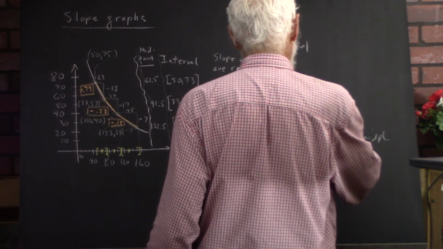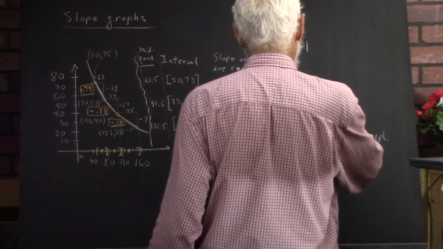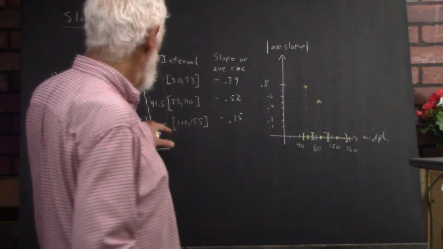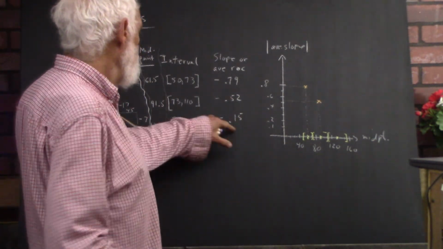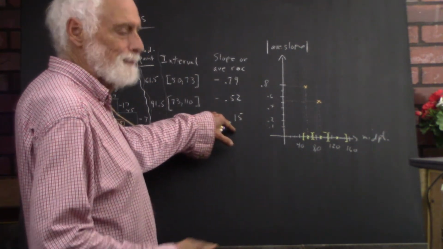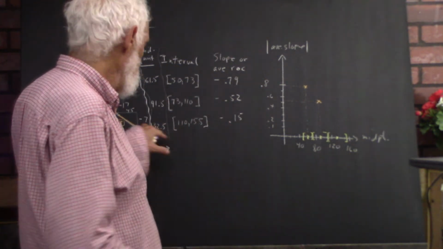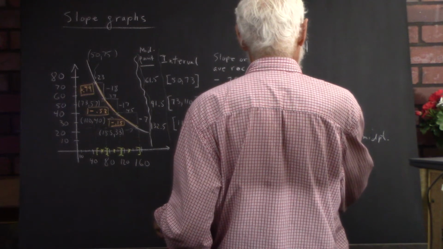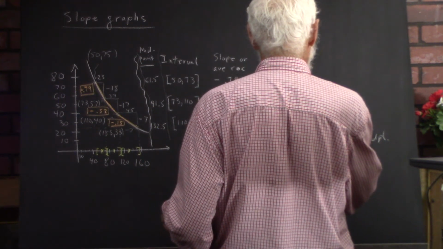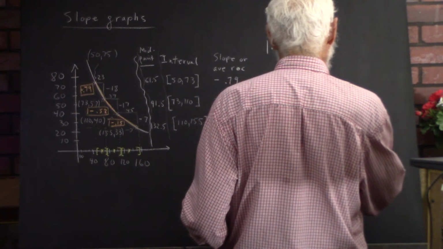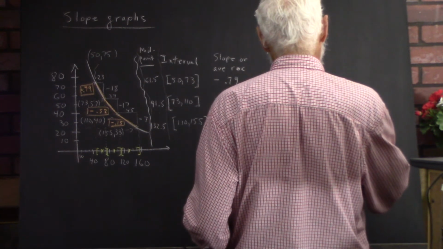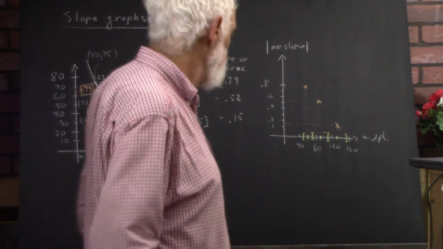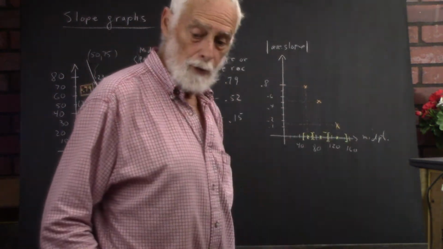I go directly up from here, I get a point. And then the magnitude is going to be 0.15 at 132.5. Well, 0.15 is here. And there we have it. Those 3 points are on my slope graph.